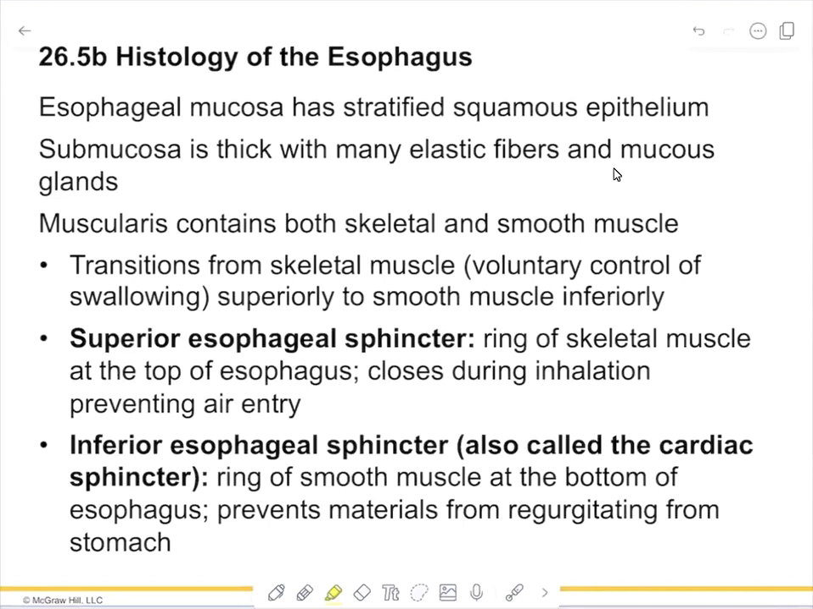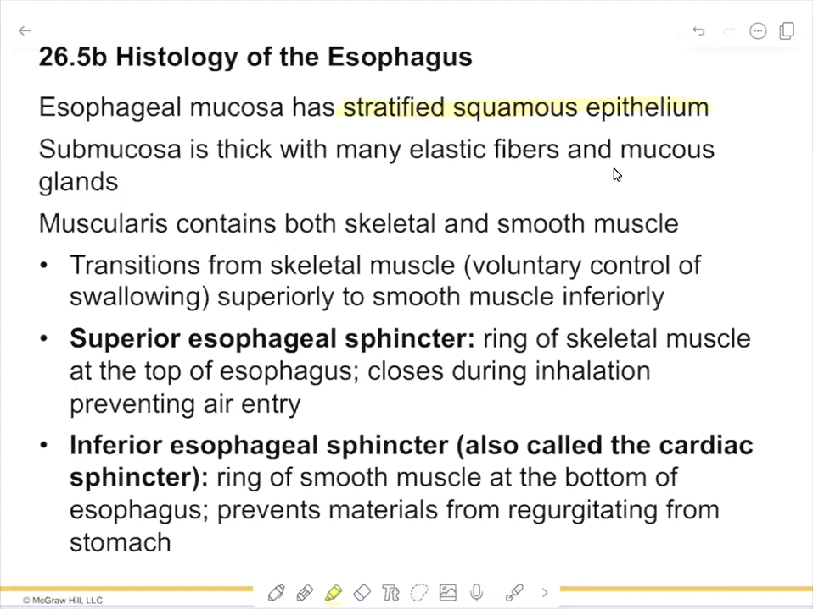So let's look at the histology of the esophagus. The esophageal mucosa is going to be stratified squamous epithelium, non-keratinized, of course, and that's going to, again, be in case there's any abrasion that occurs because of food that we have swallowed. Maybe we've had something too acidic or too hot, and that's damaged the superficial layers of the stratified squamous epithelium.